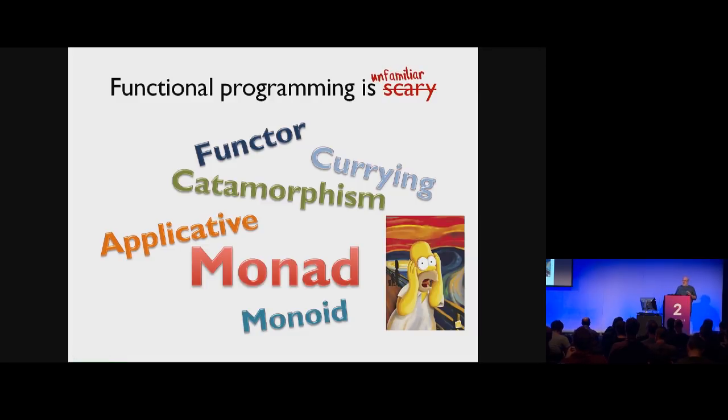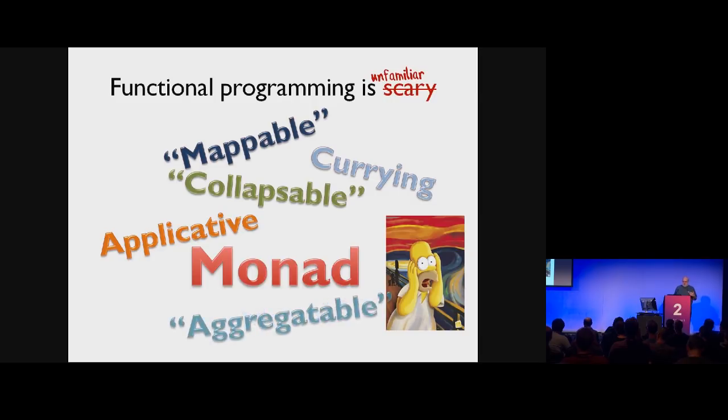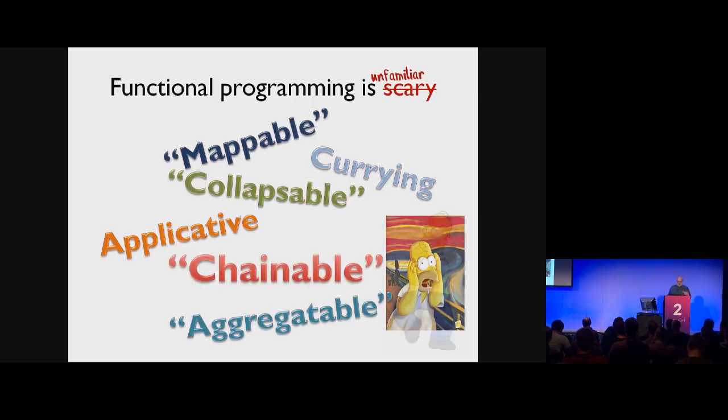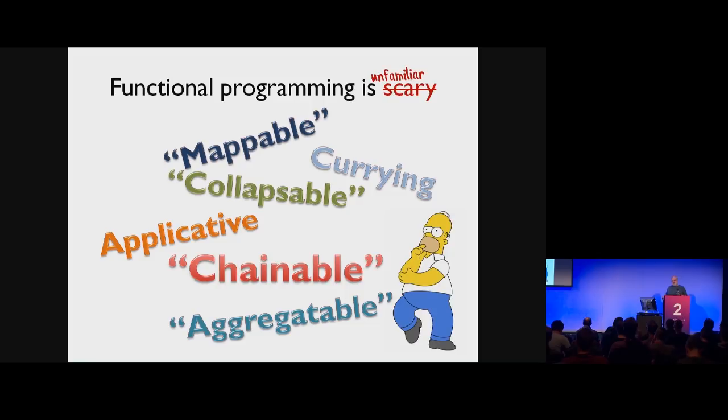I think it's unfamiliar. So if you knew what the words meant, or at least were demystified a bit, then you might be like Homer here, and you might say, okay, you're mappable. If I called it a mappable, I could understand that, or a collapsible, or an aggregatable. Whatever the word is, it doesn't really matter what the words are, but these words don't sound as scary as the mathematical words. So that's really the goal of this talk, to demystify. You may not know what they mean, they'll still be unfamiliar, but at least they're not scary.